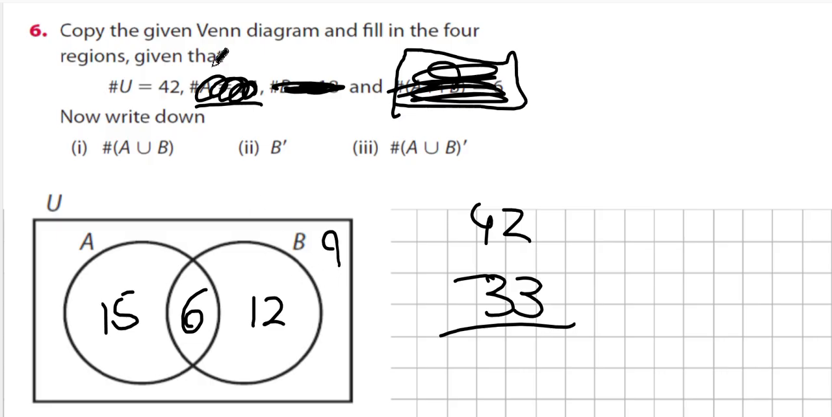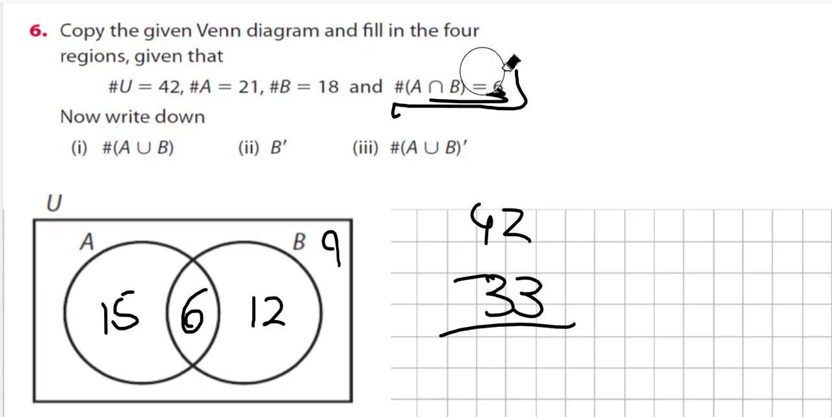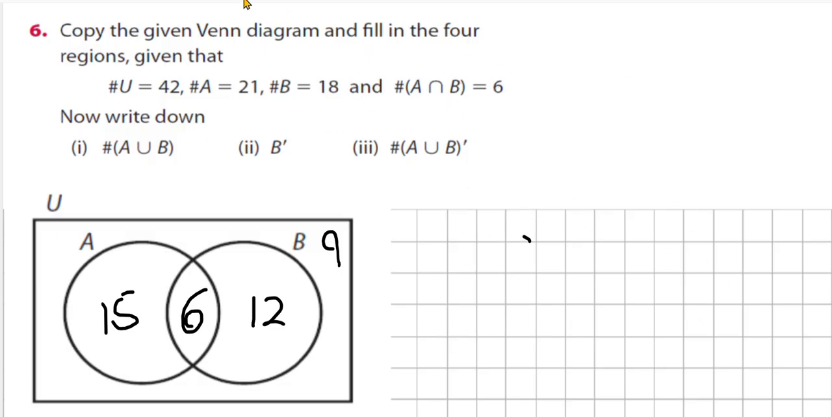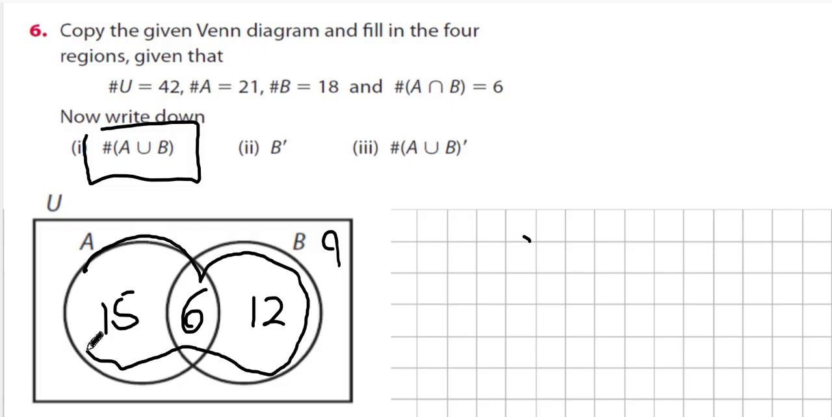Okay. Now, we're asked the following questions. Oh, well done. Now, how many people in A union B? How many people in A and B combined? Any ideas? A union B means A or B, both circles. 33, thank you.